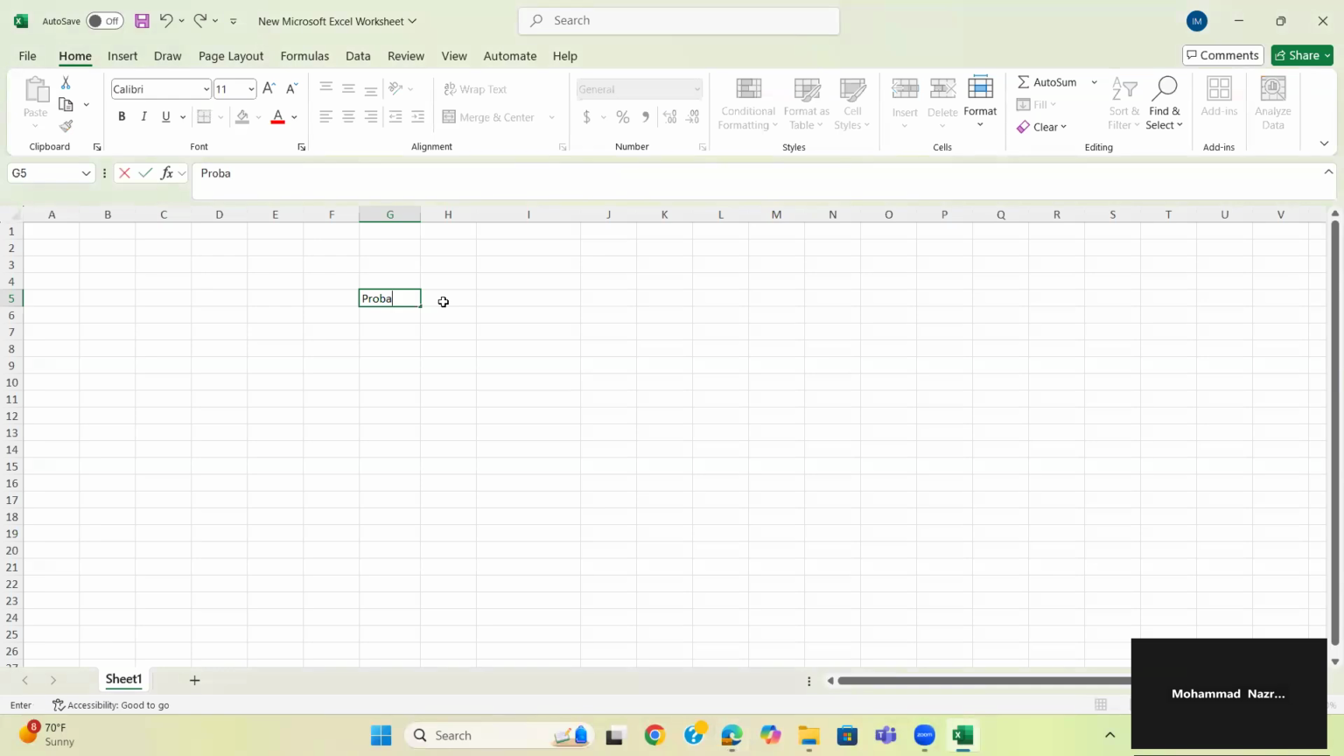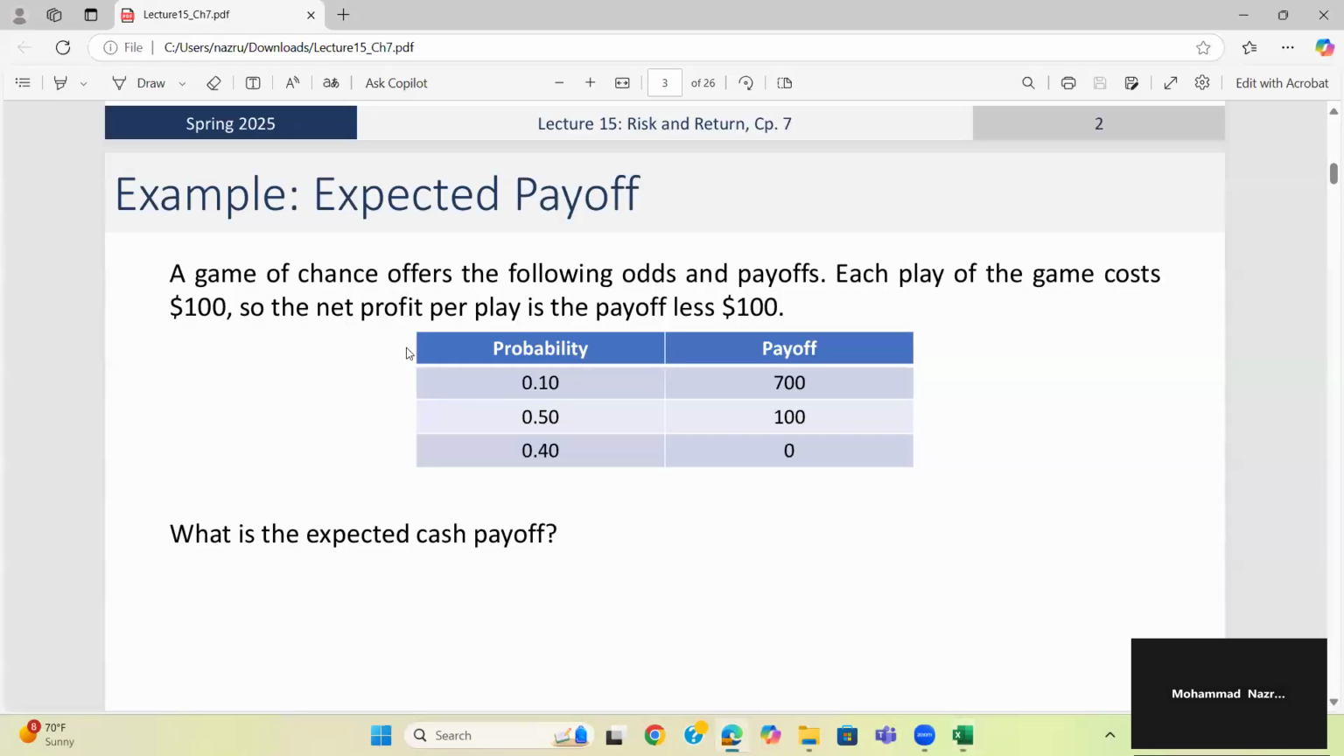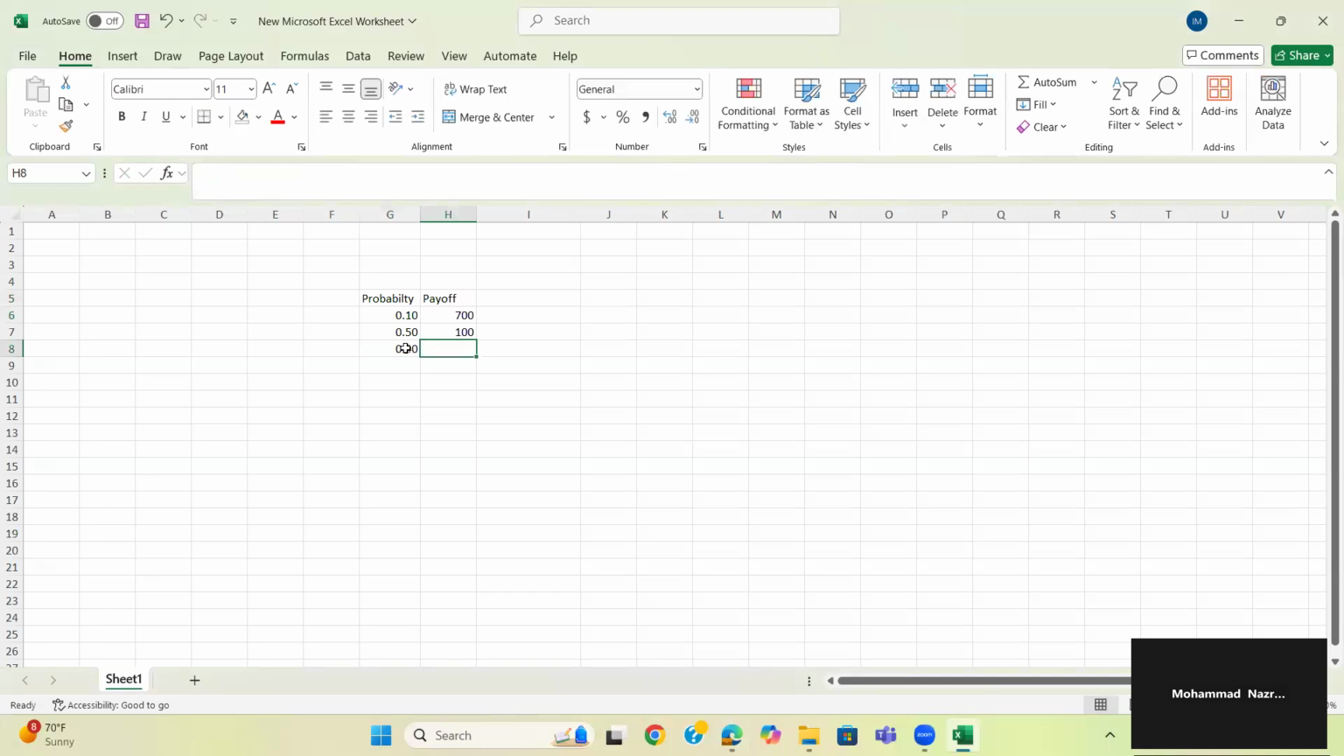Let's write the information we have. We have probability, we have payoff, right? So the first one is 10%, we'll get 700. The second one, 50% chance, there's $100, and the probability is 40% for getting zero payoff, right?